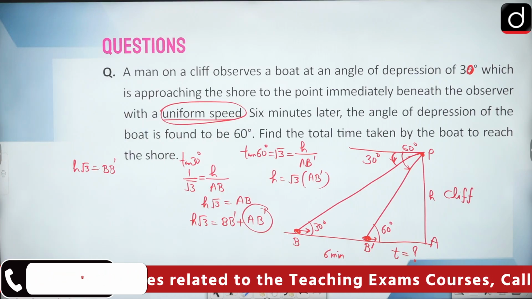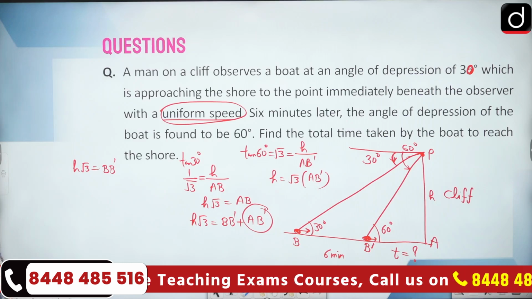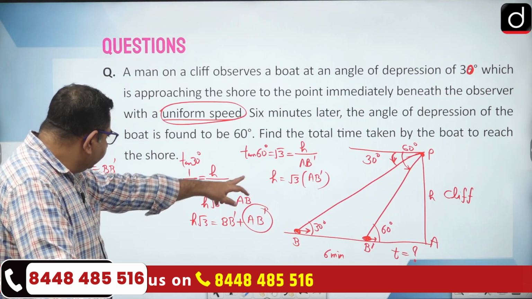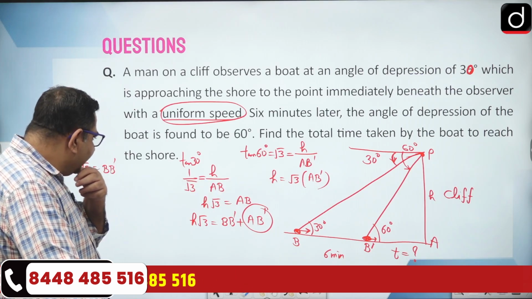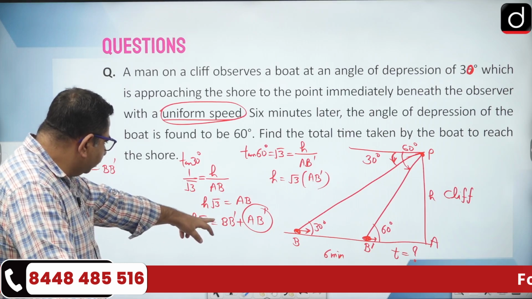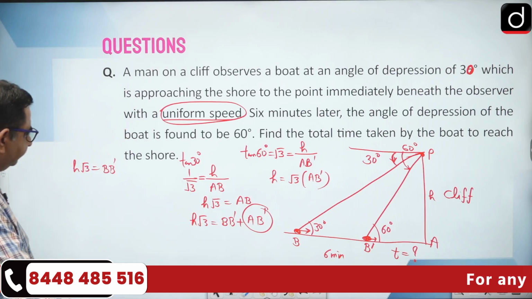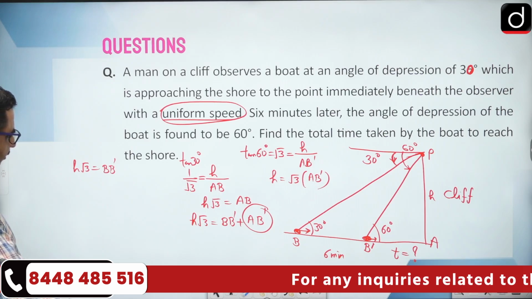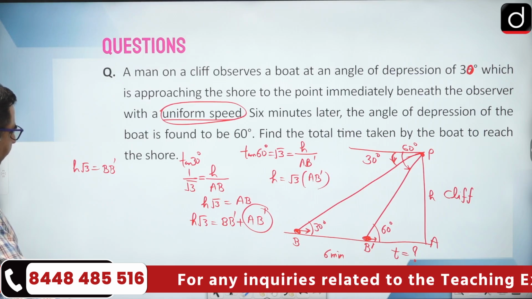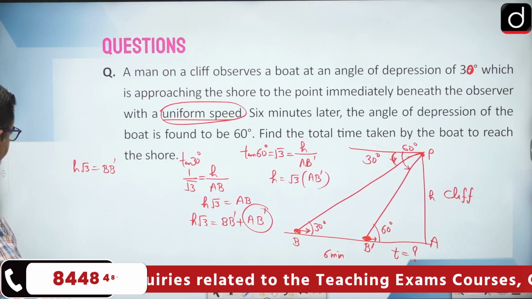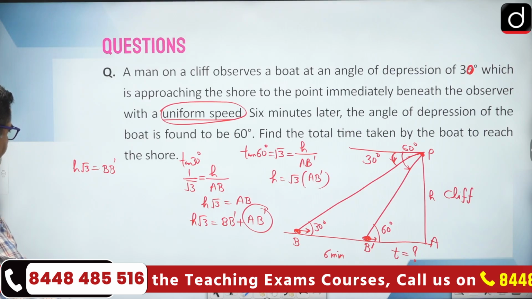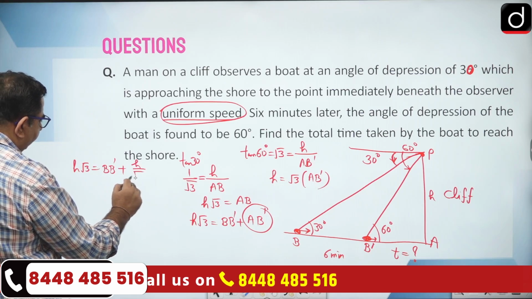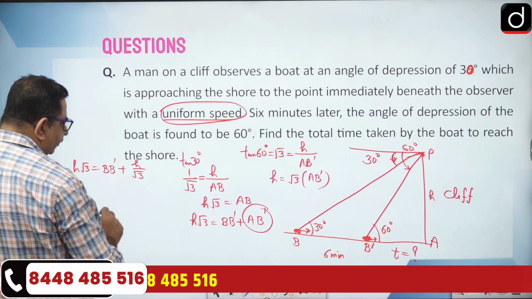So AB dash, I want to find actually h. As such AB dash we have got h by root 3, and AB we have got h root 3. So BB dash we can find. AB is h root 3. So let's do it this way: AB dash is h by root 3, right?